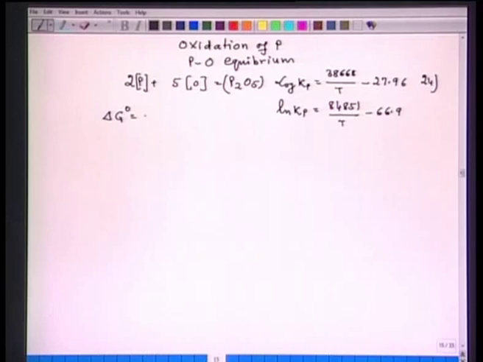is equal to minus 740375 plus 535.365 T. Now, at temperature T greater than 1382 Kelvin, delta G naught is positive. What does it mean?